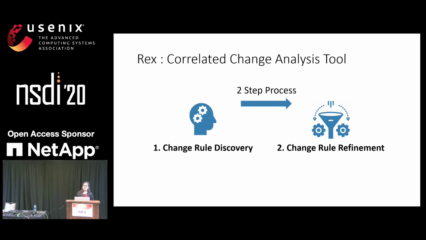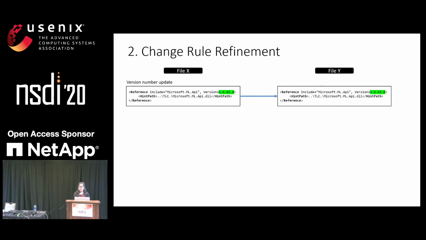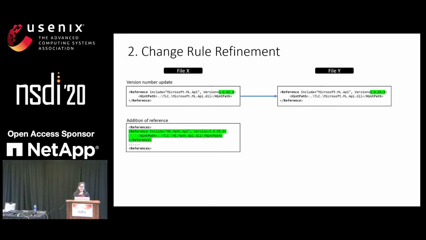As part of change rule refinement, we wanted to understand what kind of change in file X triggers a change in file Y. So let me take an example. Here, for file X, we saw that whenever a version was updated for a particular reference in file X, the same version for the API was updated in file Y. But when a reference was added in file X, there was no change in file Y. So essentially, this file pair was related on version updates and not on the addition of references.